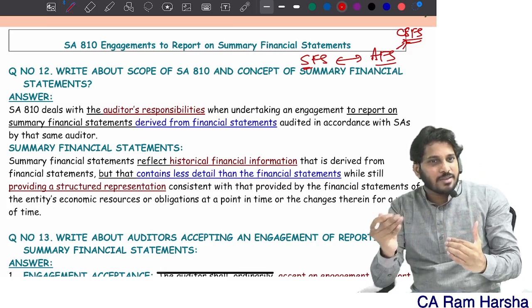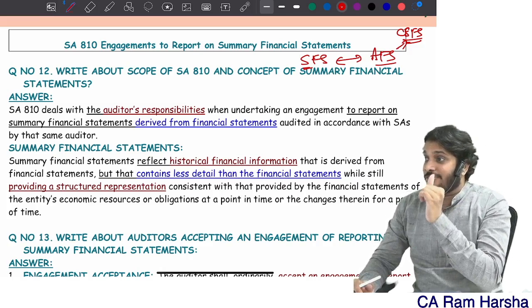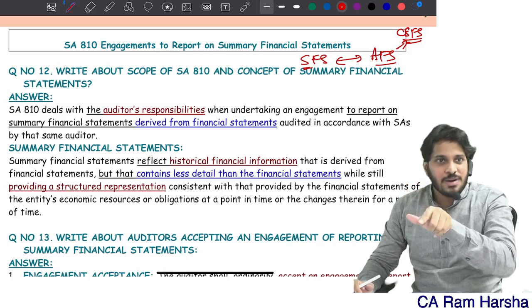Suppose there is no such framework, then summary financial statements are prepared following which criteria? Management decided that.